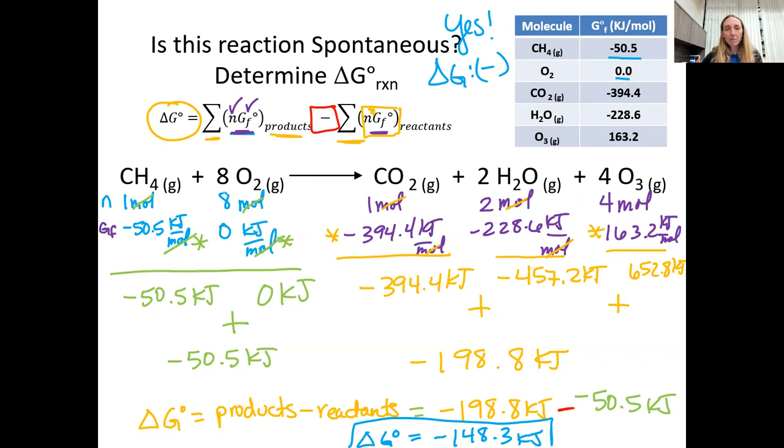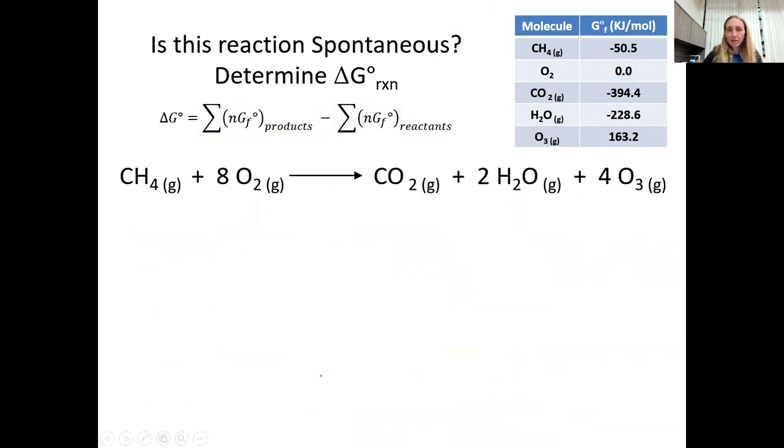So this process, making the table, helps me keep track of all of the little steps, keeps my order of operations in order. And then I just have to remember the products minus the reactants part. Okay, so either way you do this, as long as you keep it straight, then you'll be successful.